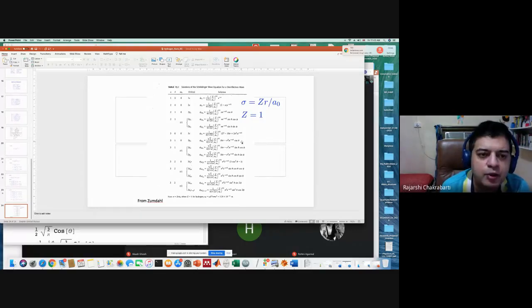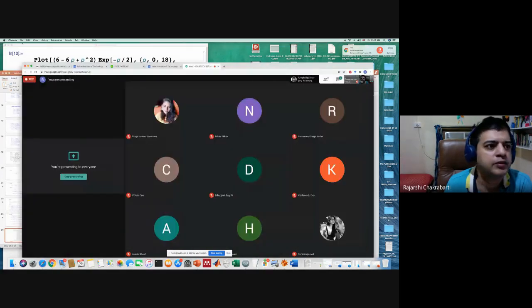Okay, now let us go and do what is known as the density plot. Did I do the density plot of 2s? I have not done it. No. So let us do it for 2s also. This is 2 minus sigma into exponential of minus sigma by 2 for 2s.